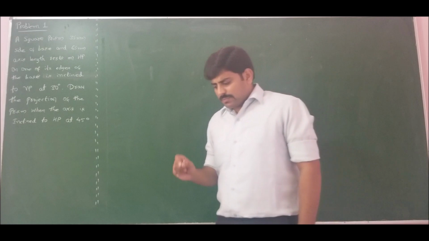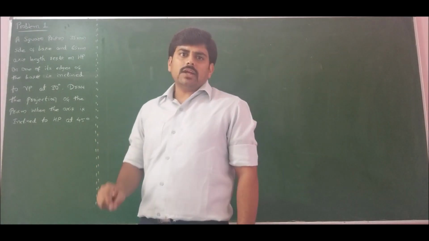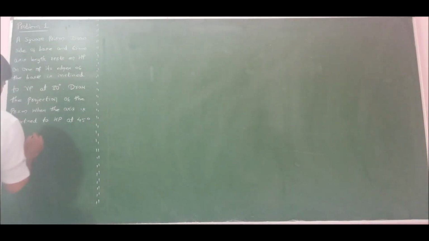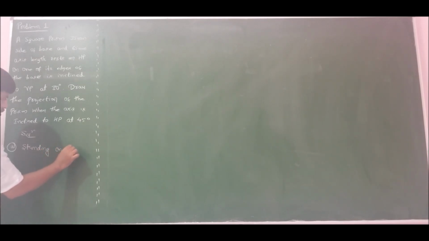So therefore, in the first position, I should make the solid stand on HP. So in position 1, the solid will be standing on HP. Next, since in the first position it is standing on HP, I should show the inclination with respect to HP in the second position. The prism's axis is inclined to HP at 45 degree. So therefore, in the second position I should show the axis.